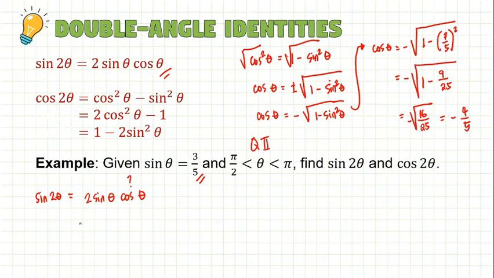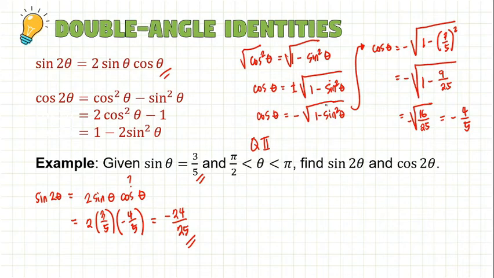So from that, we will now have 2 times sine. Sine is 3 over 5, so we have 3 over 5 times cosine, which is negative 4 over 5. So from that, we will now have 2 times 3 times negative 4. That is just equal to negative 24 over 25. So this is now our answer for sine 2 theta.